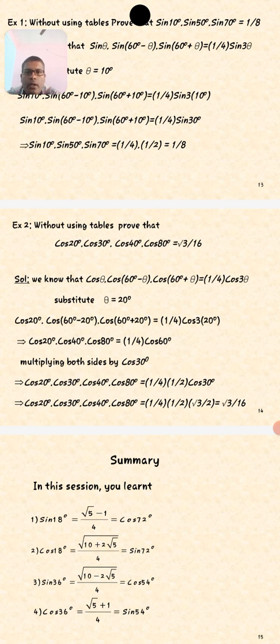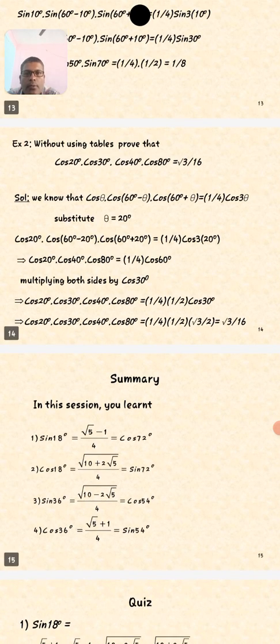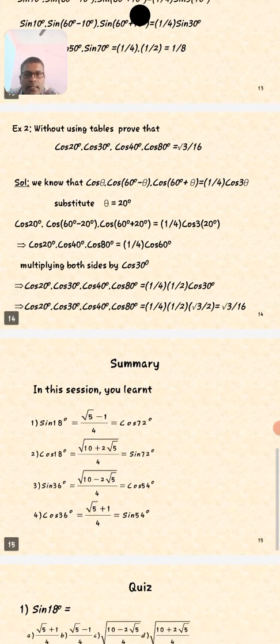Here we know that cos θ · cos(60° − θ) · cos(60° + θ) = 1/4 cos 3θ. Already we have done this type of problem in the last classes. Substitute θ = 20 degrees: cos 20 · cos(60 − 20) · cos(60 + 20) = 1/4 · cos(3 × 20). Now we get cos 20 · cos 40 · cos 80 = 1/4 · cos 60 degrees.